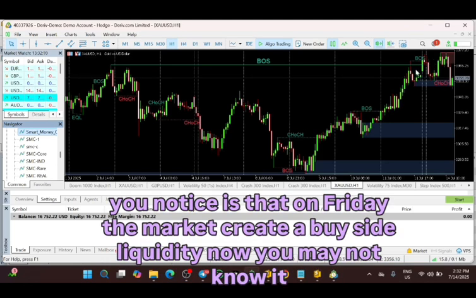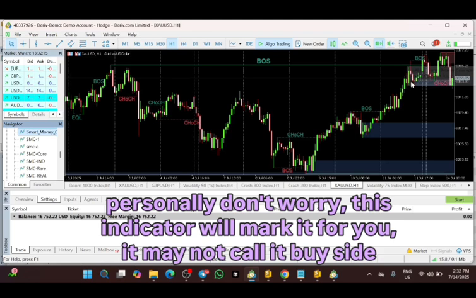What you notice is that on Friday, the market created a buy-side liquidity. Now you may not know it personally, don't worry. This indicator will mark it for you. It may not call it buy-side liquidity.